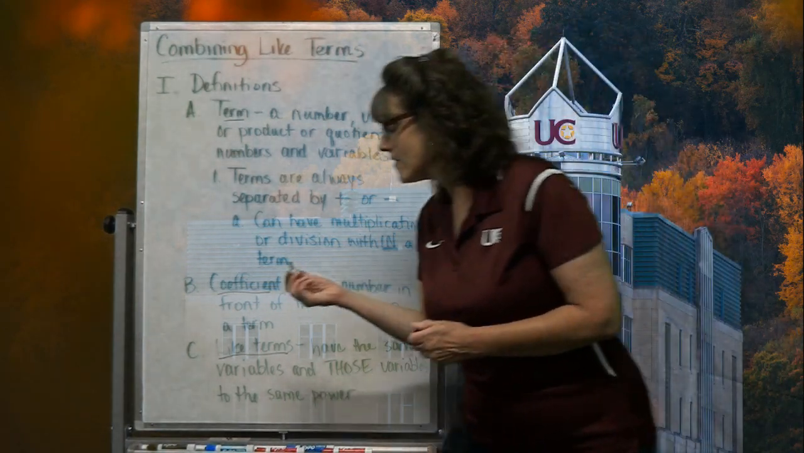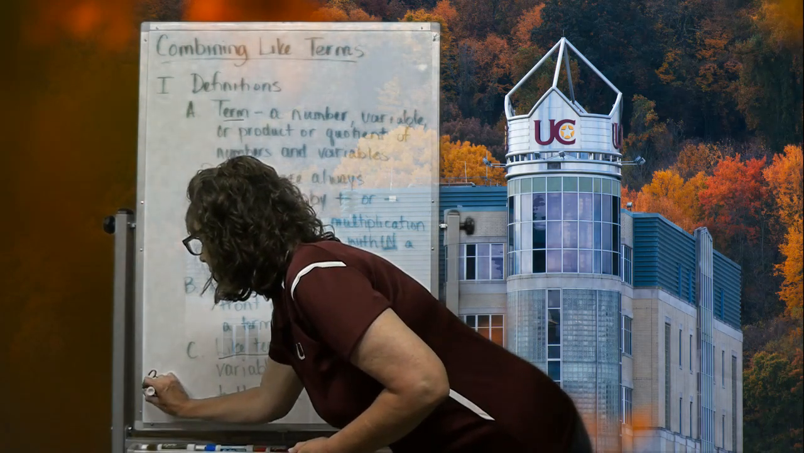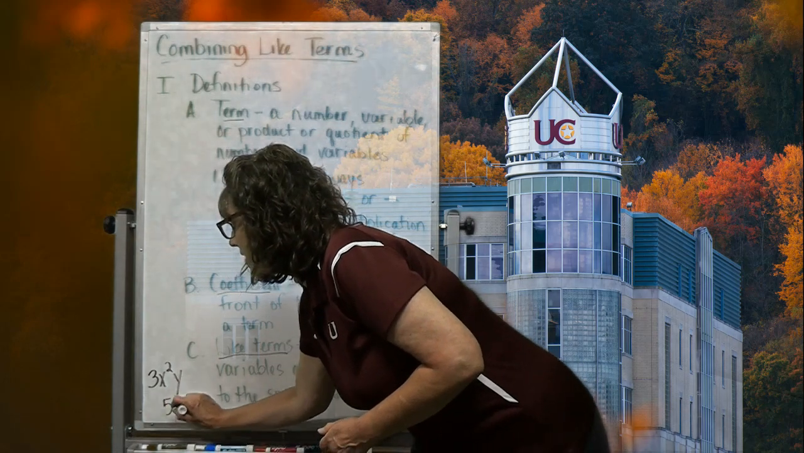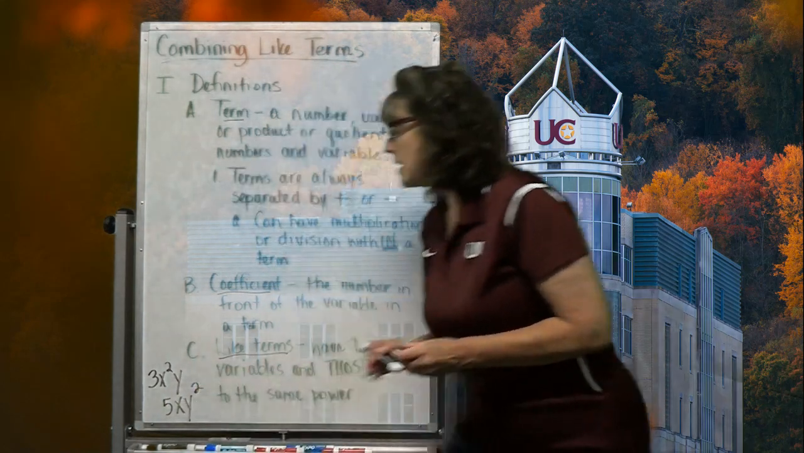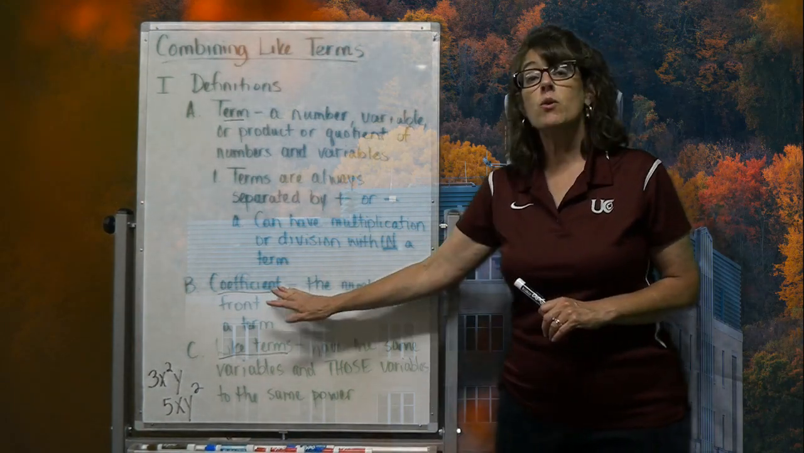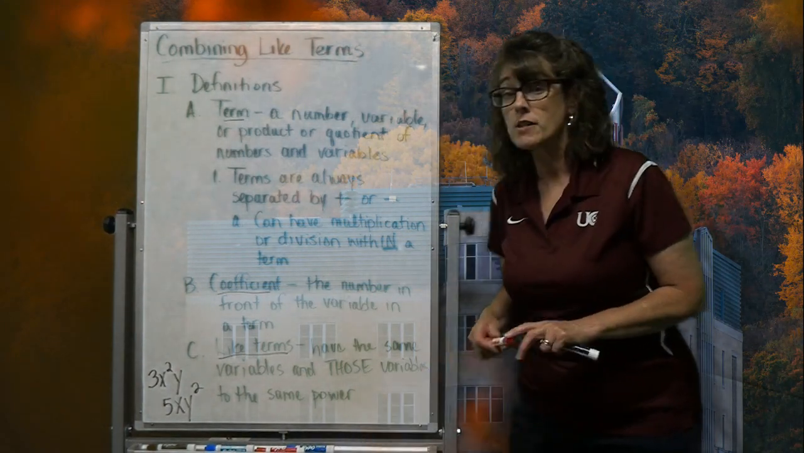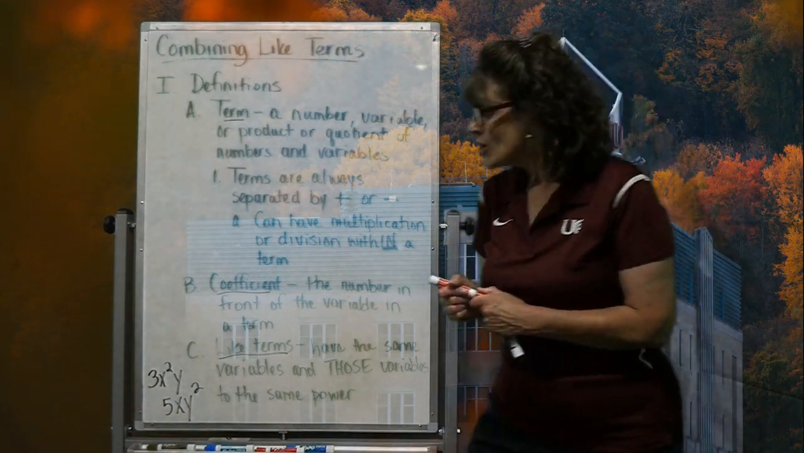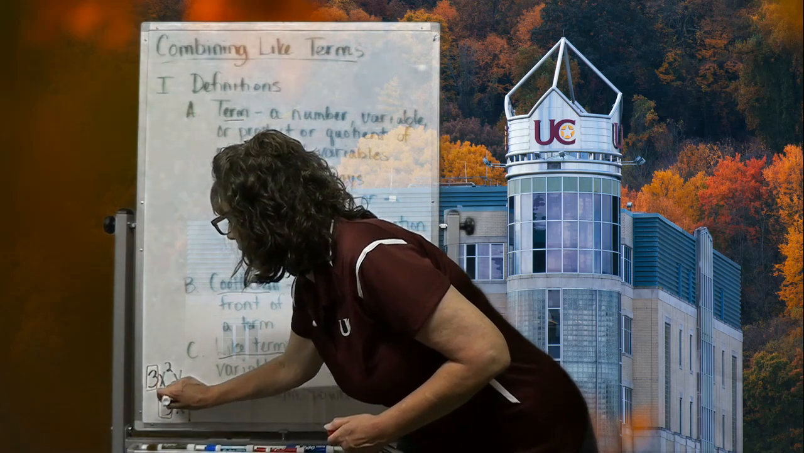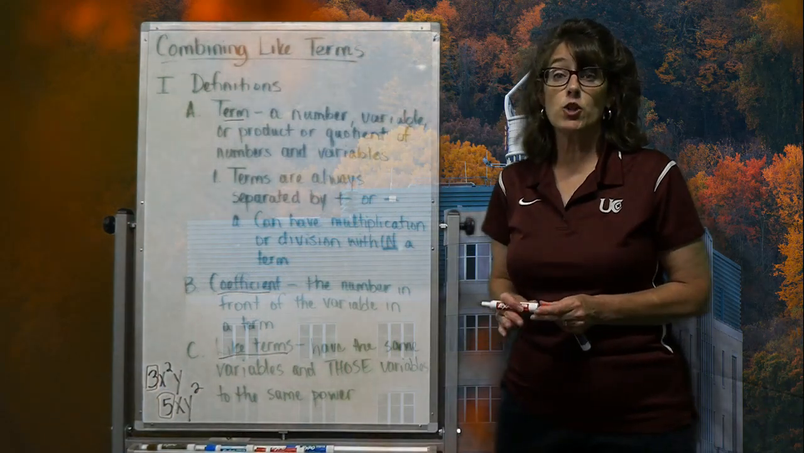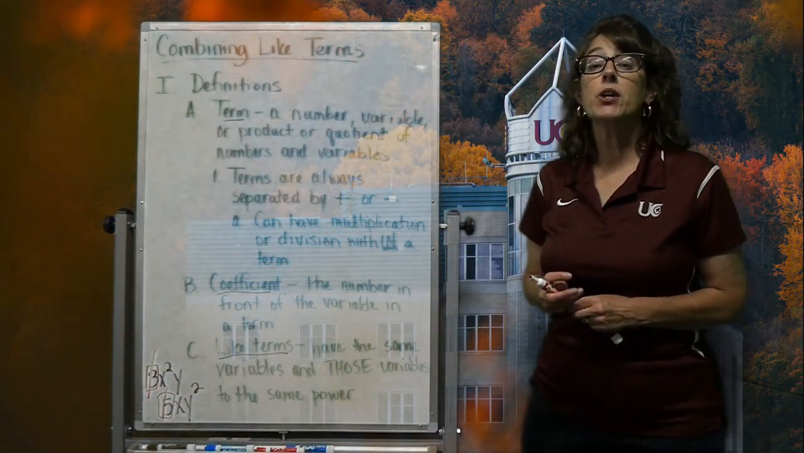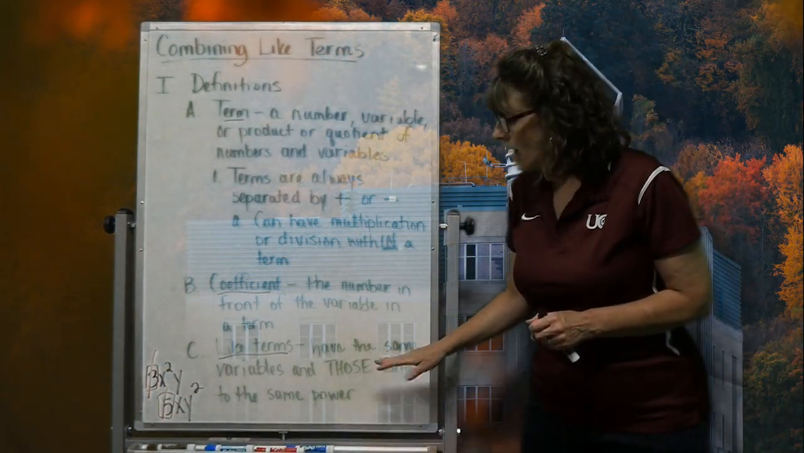So in other words, if I have something that looks like this, say for instance a 3x squared y and perhaps a 5xy squared. Now notice by this definition, I don't really care what's happening with the coefficient. Remember, the coefficient is the number that's in front of the variables. So here's my coefficient of 3. Here's my coefficient of 5, and by this definition of like terms, I don't really care what's happening to the coefficient. I'm not even going to pay any attention to it. I'm looking at the variables.